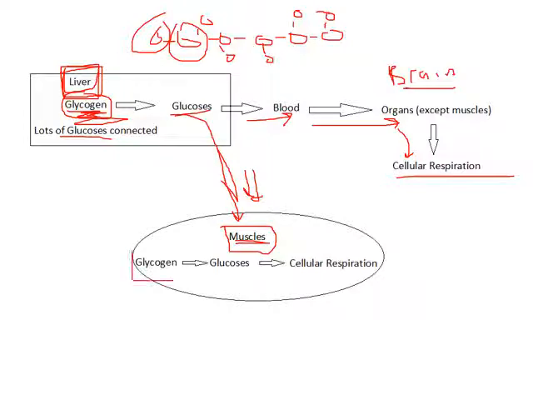All right, so what our bodies have done to stop that from happening is that the muscles have their own source of glycogen. So instead of stealing the glucose from the blood to have it go to the muscles, it has its own glycogen, which releases glucose and undergoes cellular respiration.